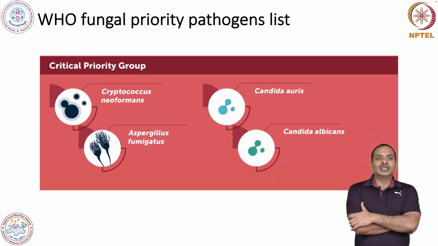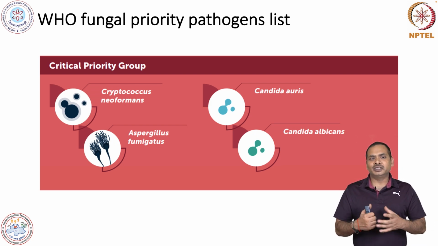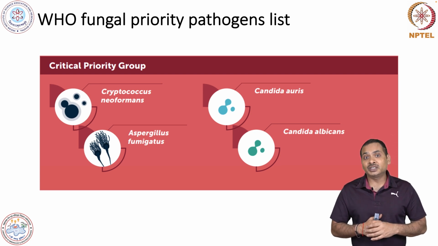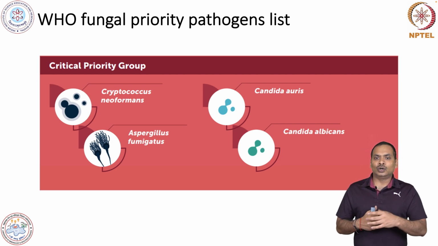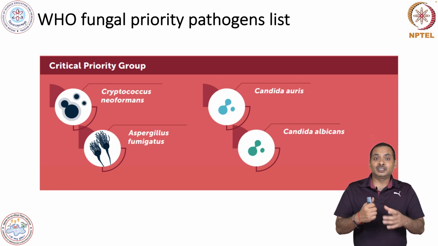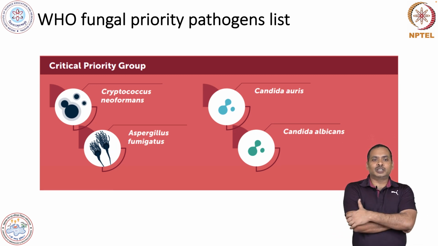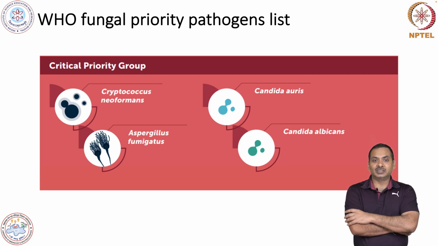Here, I want to talk about the list the WHO made. This is the WHO fungal priority pathogen list, and this is the critical priority group. These fungi, like Cryptococcus neoformans, Aspergillus fumigatus, Candida auris, and Candida albicans, are a very critical priority group. So they are quite dangerous fungi. I will talk about Cryptococcus neoformans and Aspergillus fumigatus, and the diseases caused by these fungi.